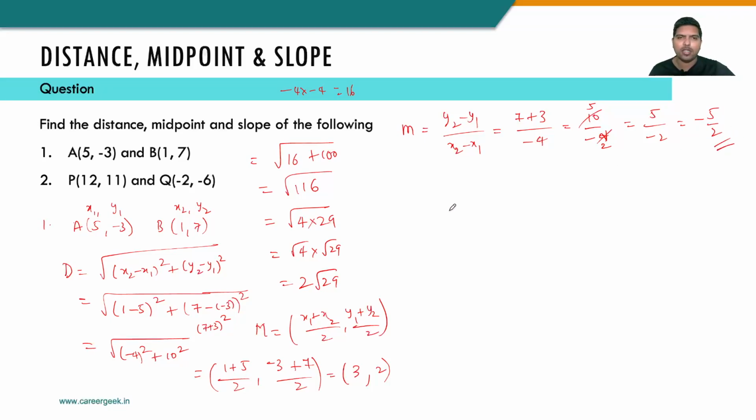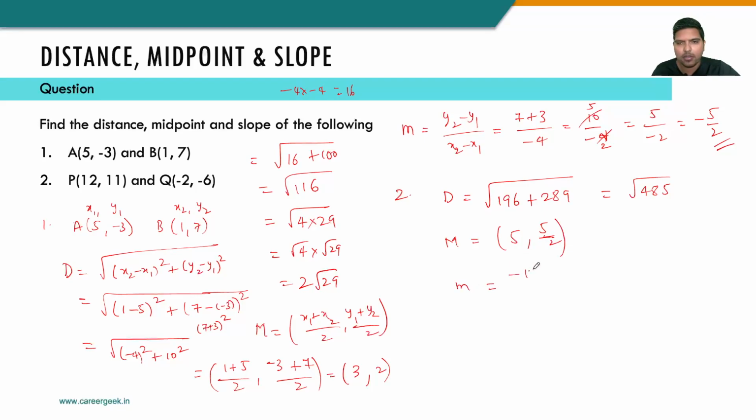So the same way you can calculate for the other ones. So the answers that you should get is, you can add this, you should get something like this. I might be wrong, I'm just calculating it fast. This has to be 5 and 5 upon 2. And slope is negative 17 upon negative 14, which is 17 upon 14. Okay, this you can try and check.